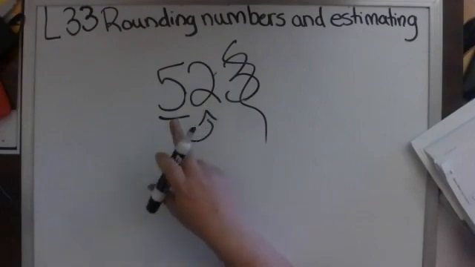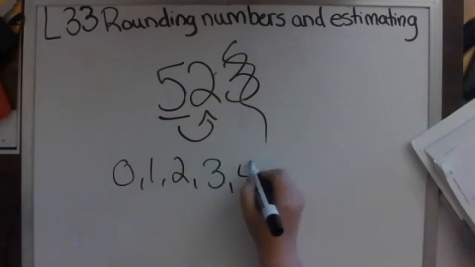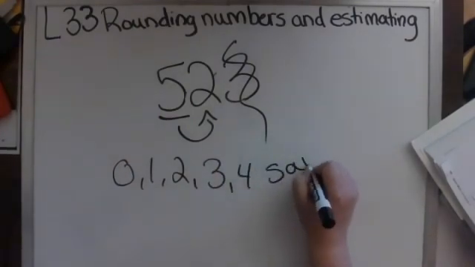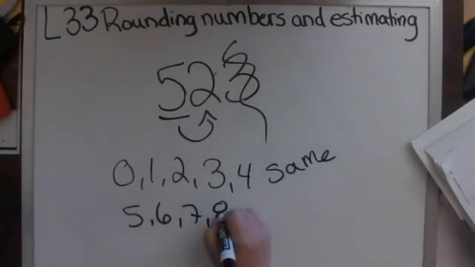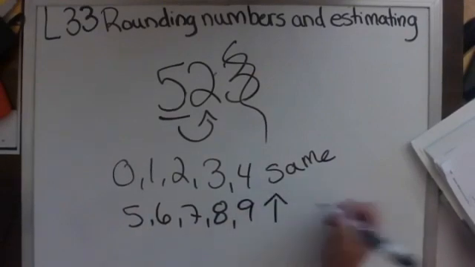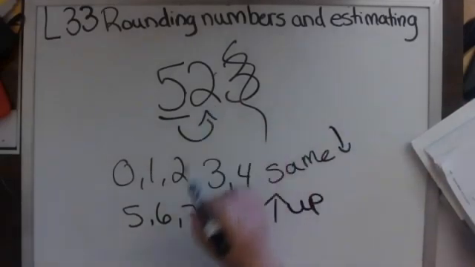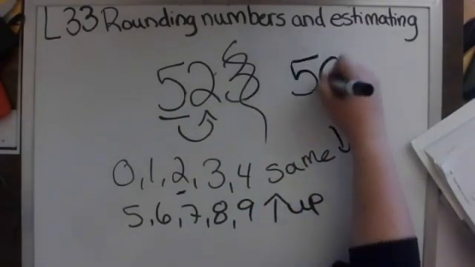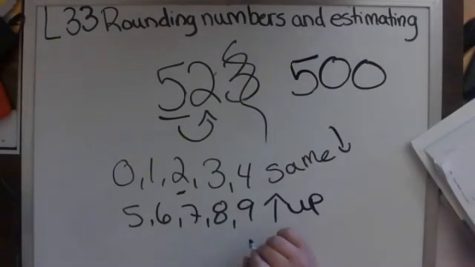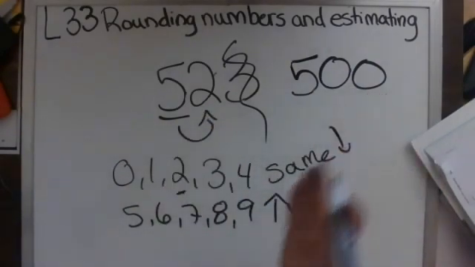So 2 tells the 5 to do what? Well, 0, 1, 2, 3, 4 tells the number to stay the same or to round down. 5, 6, 7, 8, 9 tells it to go up 1. So 2 is in my same or round down column, which means 5 is staying the same, and 523 gets rounded to 500. The reason it's rounding that way is because if you were looking at this on a number line, you would see that 523 is closer to 500 than it is to, say, 600.